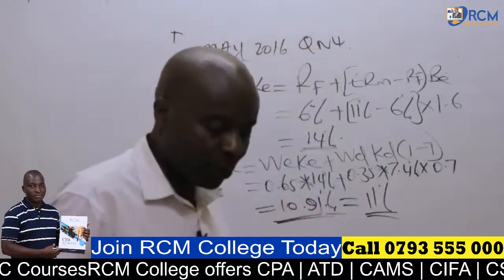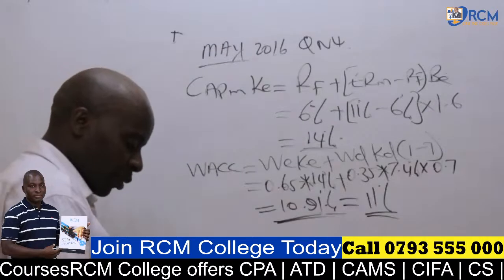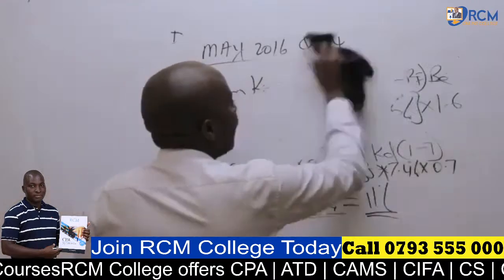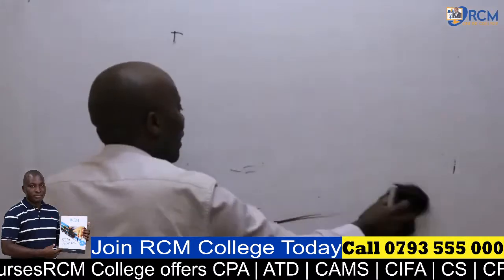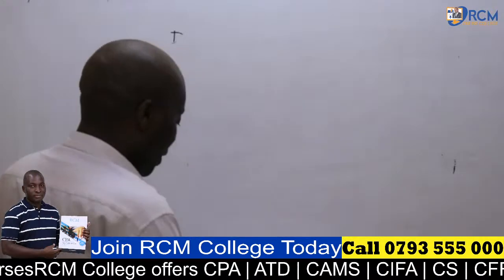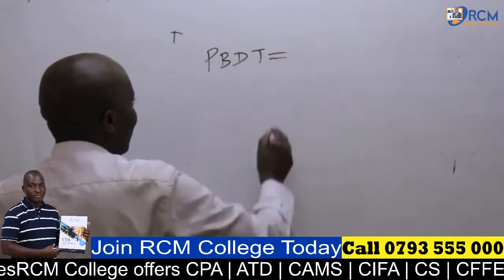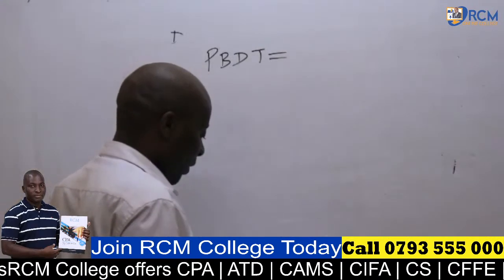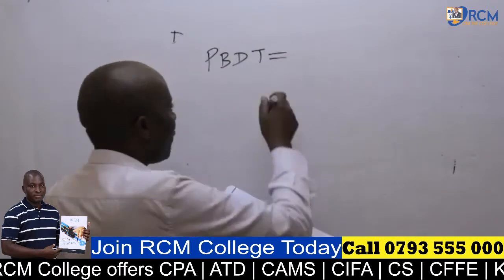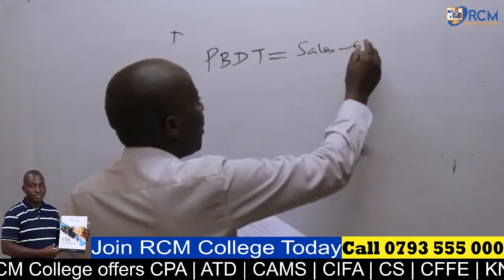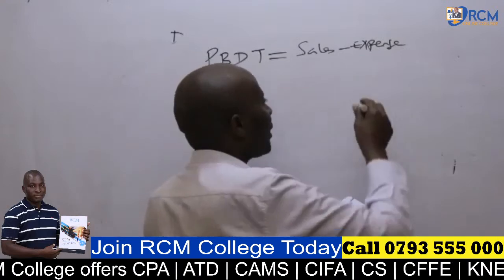How will I get this profit before tax? Profit before depreciation and tax. Just give me profit before depreciation and taxation. So my profit before depreciation and tax will be equal to our sales, from which I will subtract cash expenses. I'll come and subtract interest.